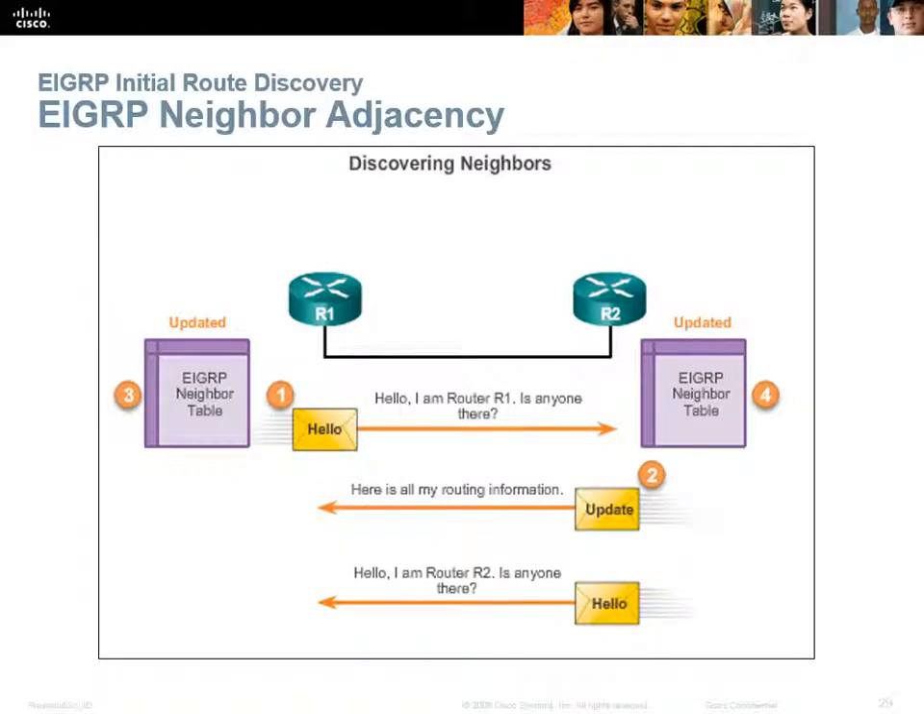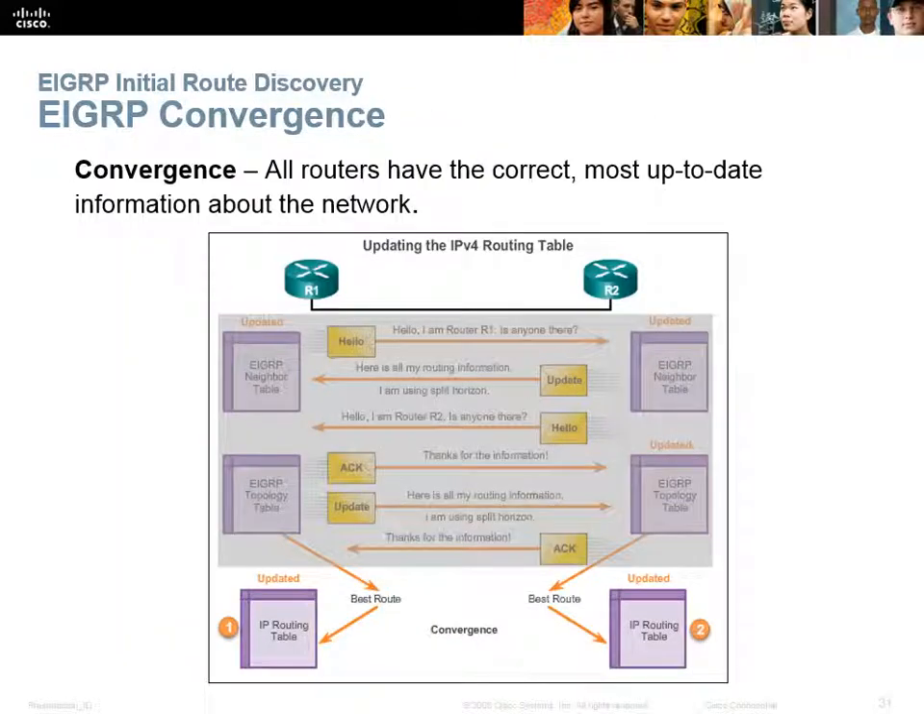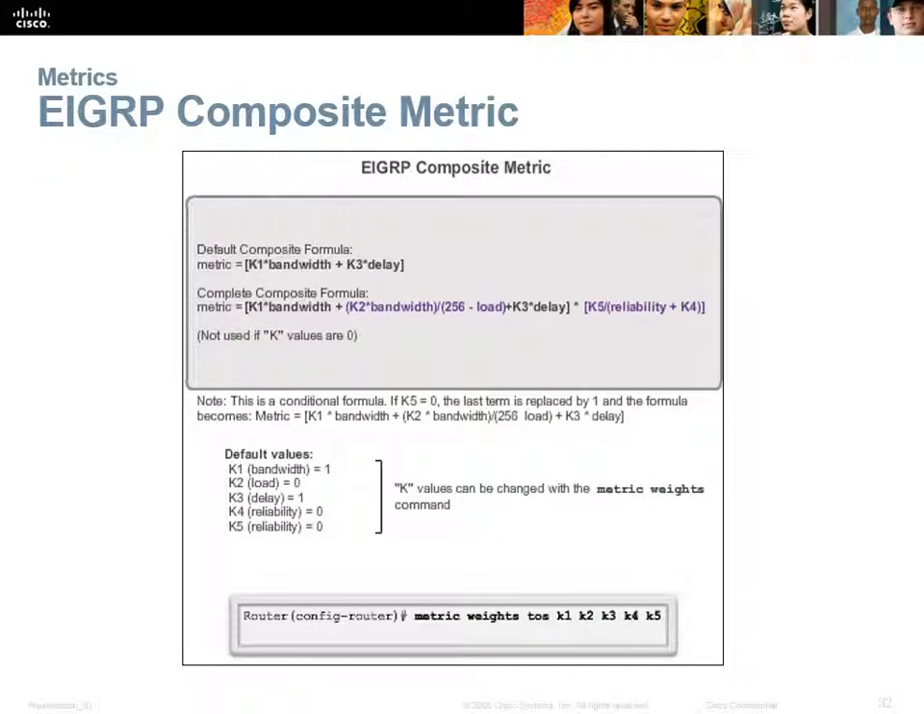The operation of EIGRP. Discovery. Hello, I'm router 1. Is anyone there? You say, sure, here's all my information. I'm router 2. Is anyone there? Yes, here's my routing information. Now we're sharing information, right? And all I say is, thanks for the information. Here's my routing information. I'm using Split Horizon. You say, thank you. Now we know how to communicate. It's pretty simple.